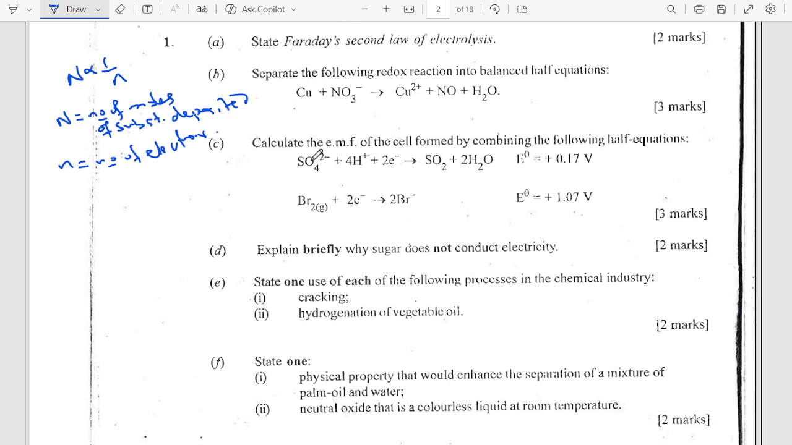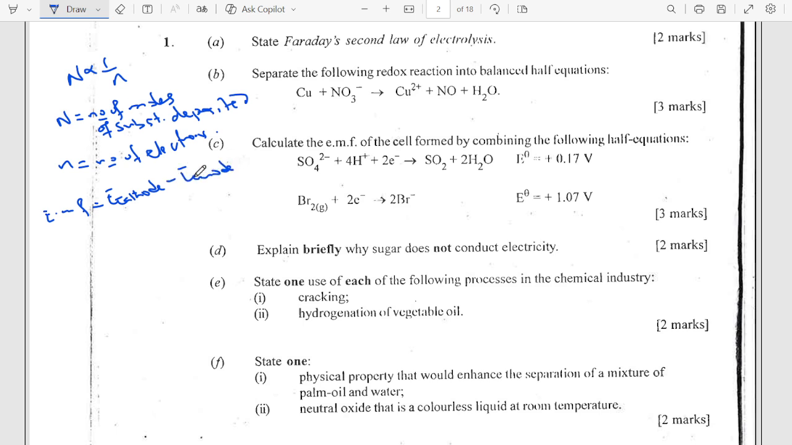Now the next one here says, calculate the EMF of the cell formed by combining the following half equations. So we have this equation here, this is the half equation. We have this one, this is the half equation. Now remember that the formula for EMF of a cell is simply equal to E cathode minus E anode.